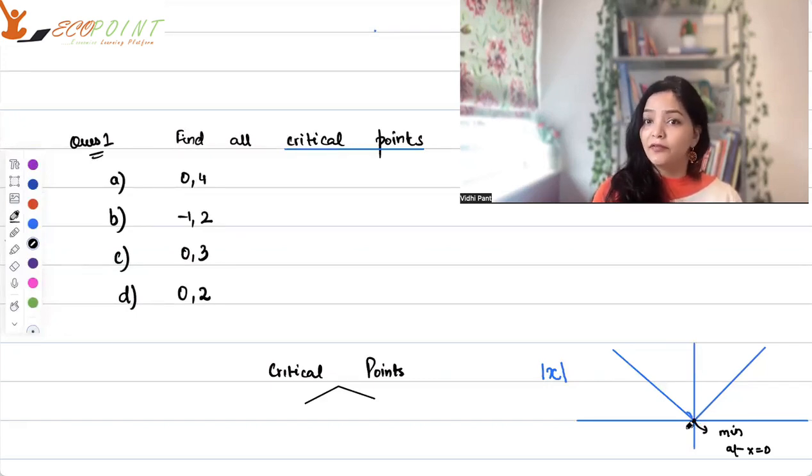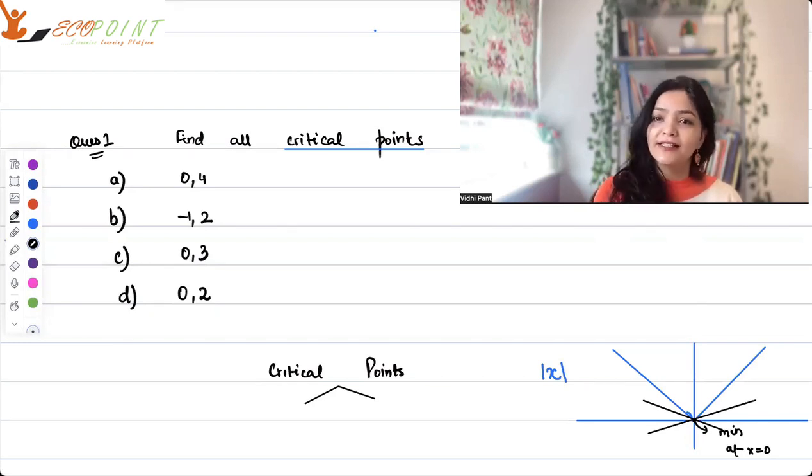Is this function differentiable here? Well, this function is not differentiable here, but still I do have a minimum at this point. So the word critical point is associated to the points which are critical to the function in the sense that they are turning points. Something special is happening here.